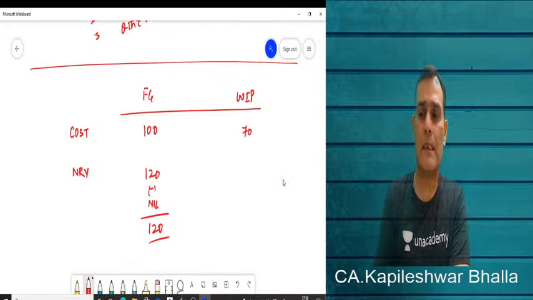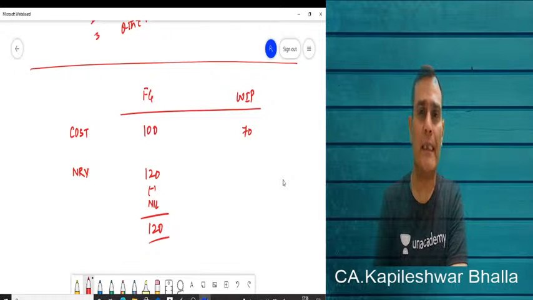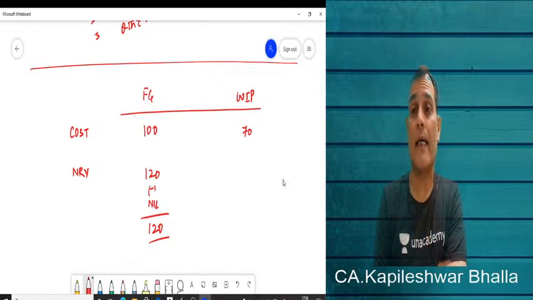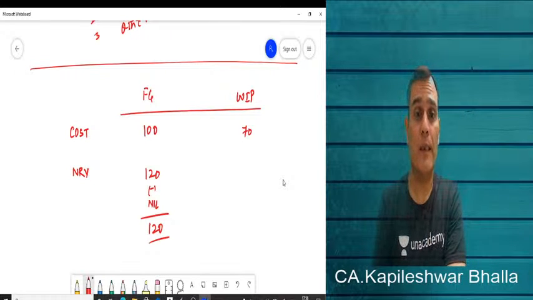Now, another misconception which people generally have, and I would like to give a clarification: when they are calculating the NRV of WIP, they believe that we need to take the estimated selling price of WIP.